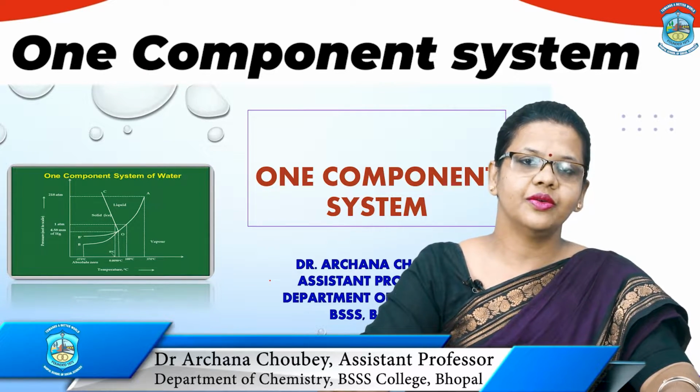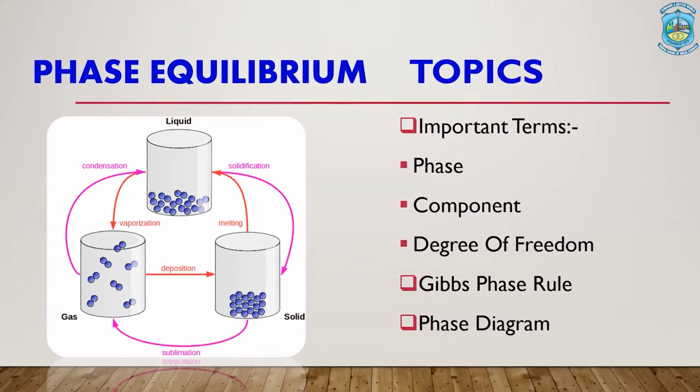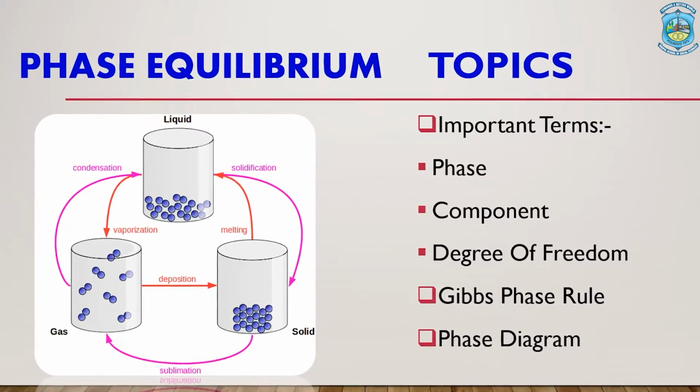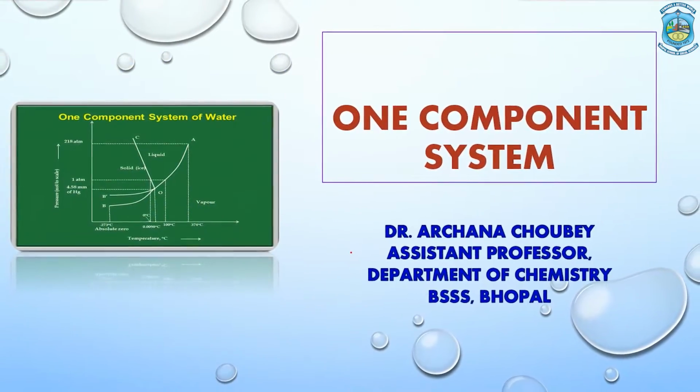In the last lecture, we started with the important topic of physical chemistry, that is phase equilibrium, and we discussed the phase rule and important terms related to it. In today's lecture, we will be dealing with one component system.